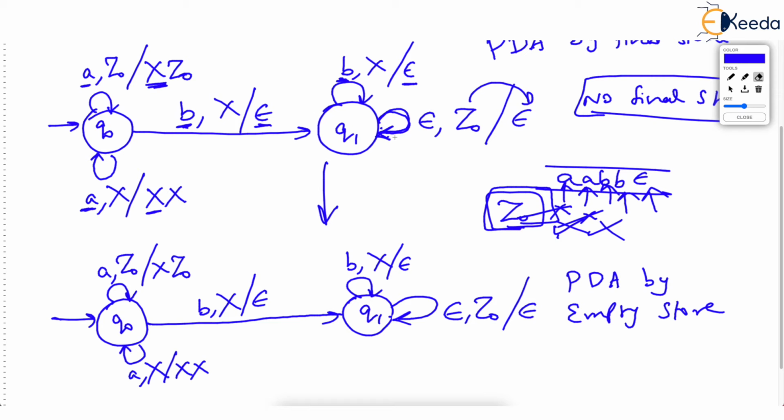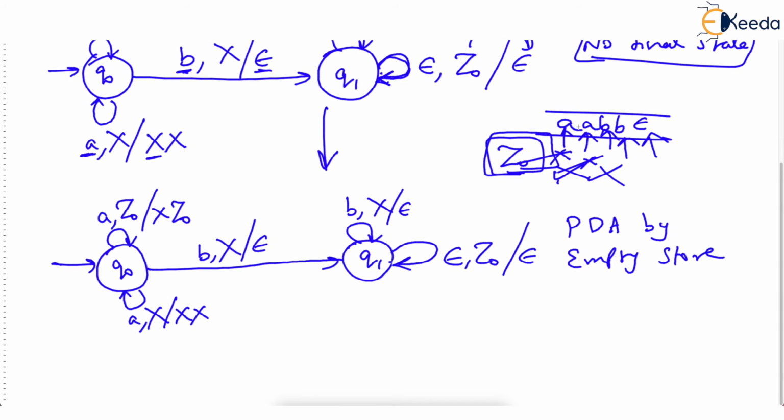But now we are looping in Q1 and we are saying that when nothing is remaining in the input and Z0 is the top of the stack, then pop that Z0 and remain in Q1. Just see, this is exactly the PDA that has been drawn here on the top. But then how does it work? What is the working of this?